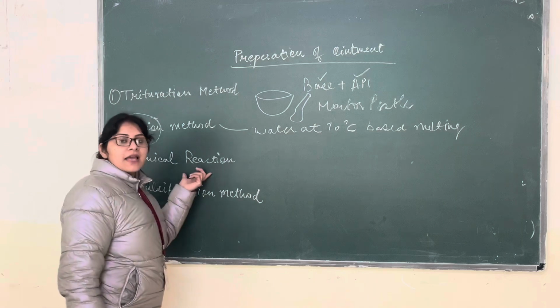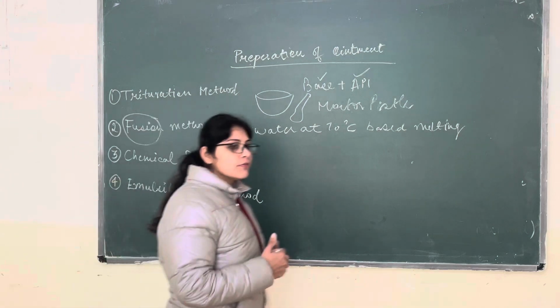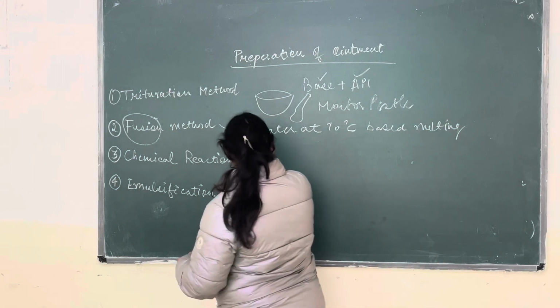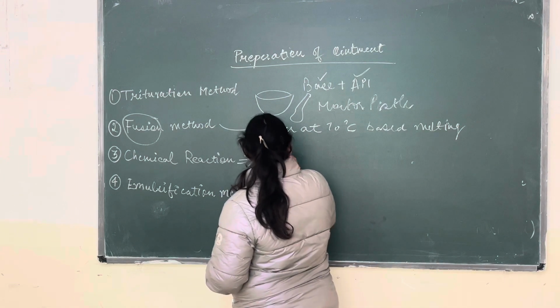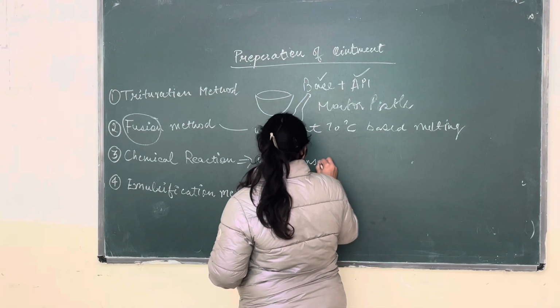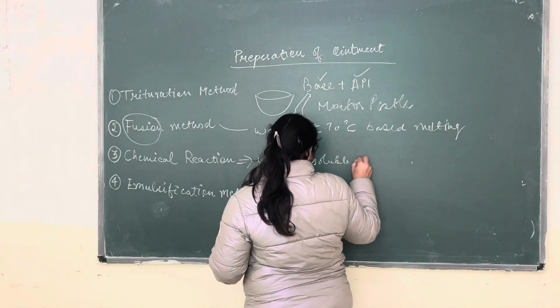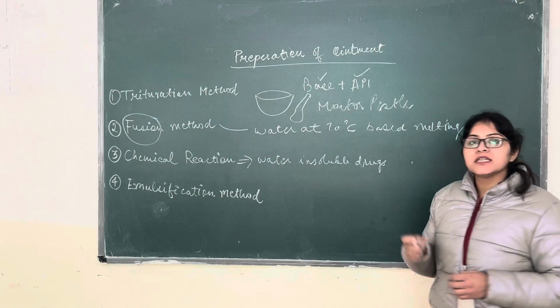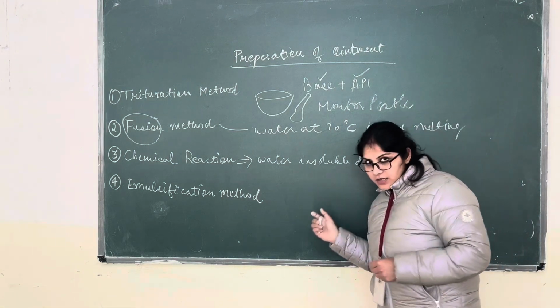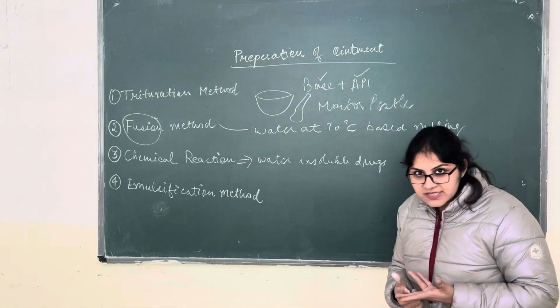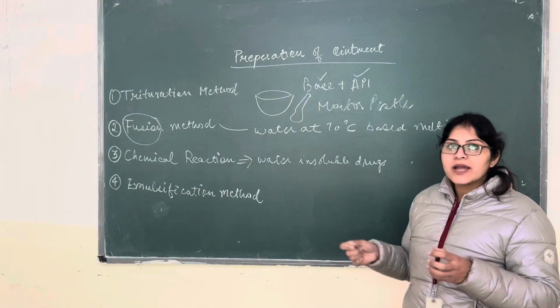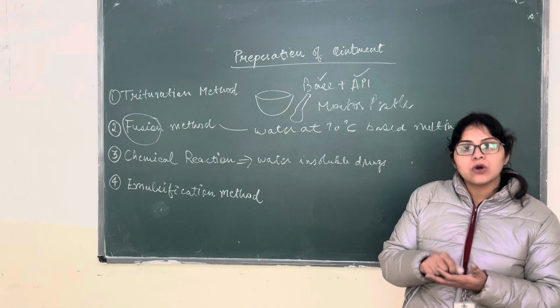Then comes the chemical reaction method. The chemical reaction method is used for those drugs which are water insoluble. We use the base and the water insoluble drug, solubilized in a suitable solvent.